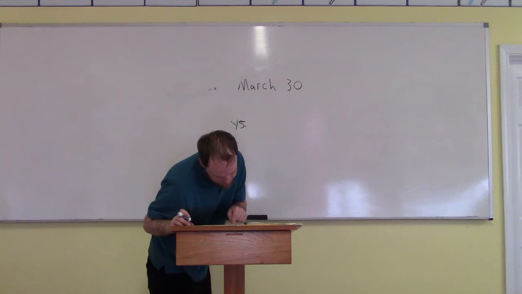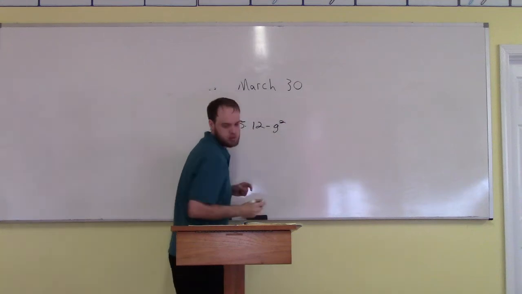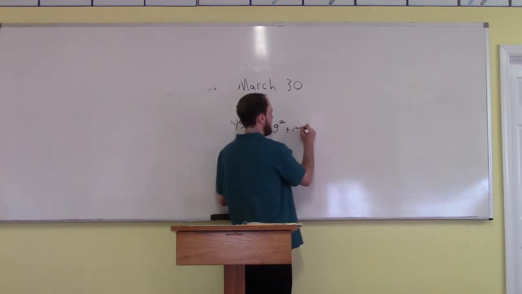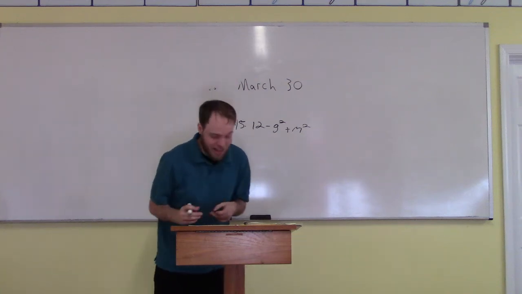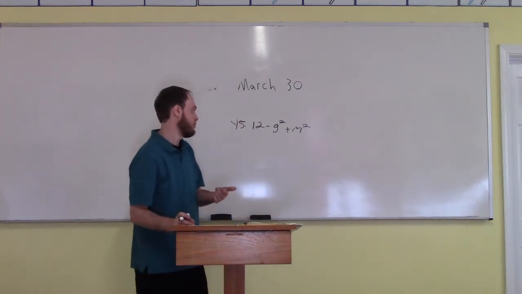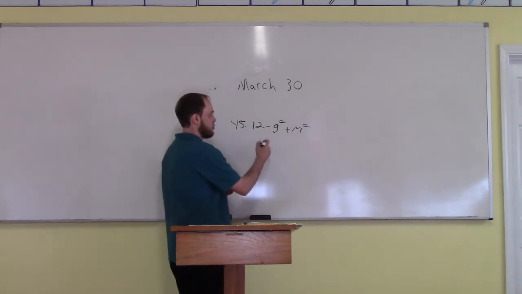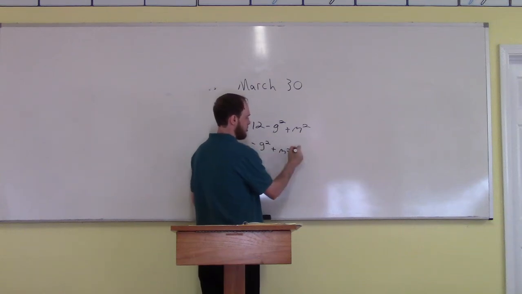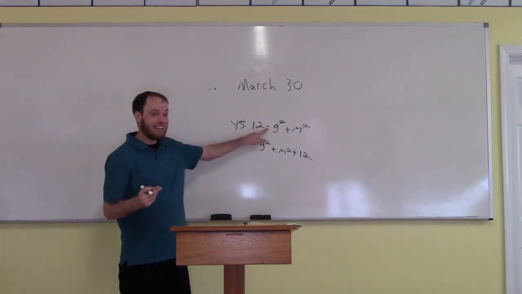So 45 says 12 minus g squared plus m squared. And so for this one, 12 minus g squared plus m squared, again, it needs to be in alphabetical order first, so we need to get it listed alphabetically. So g comes before m, and then numbers always go at the end if there is no variable attached to it. So g comes before m, so it'd be minus g squared plus m squared, and then the number just goes on the end.